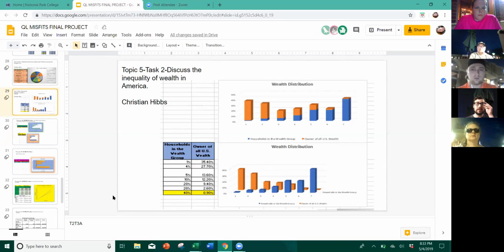And then discuss the inequality of wealth in America. Well, you can see that a majority of the wealth in America is owned by a tiny population. And the bottom half of our entire country owns less than maybe 10% of our entire country's wealth. And a lot of our wealth is captive with that top 1% and 5%.